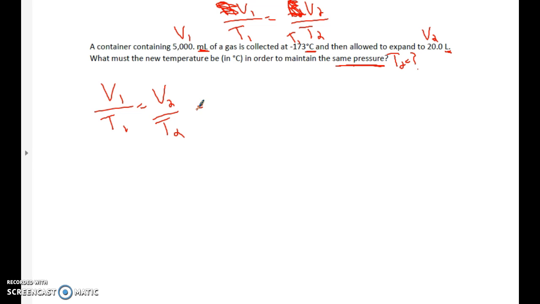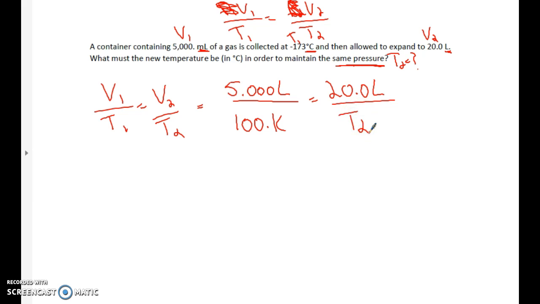So I convert V1 into 5.000 liters, and I have all those zeros in there just to match the significant digits in the problem. T1 is negative 173 degrees Celsius. We have to convert that to Kelvin, so it becomes 100 Kelvin. V2 is 20.0 liters, and T2 is what we're solving for.